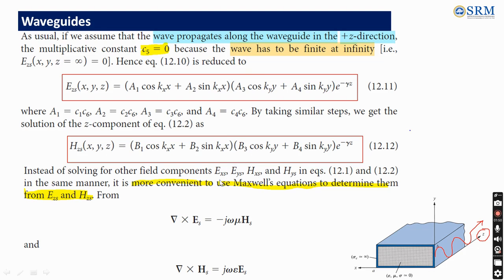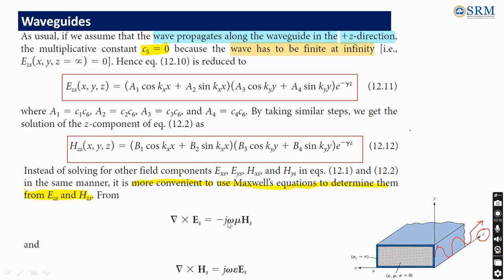Four more are left. Okay, the components of electric and magnetic field other than the direction of wave propagation, that is along x and y, I have to find. For that, instead of solving the equation, we can easily use the Maxwell equations and determine these components from the EZS and HZS components. Okay, so we know Faraday's law and Ampere circuit law, right?